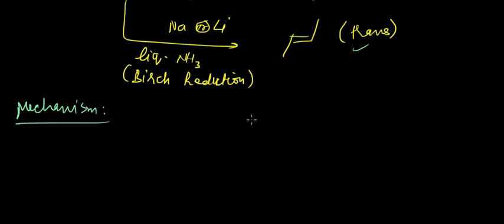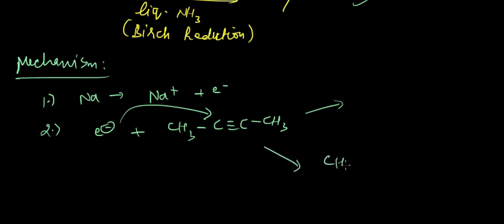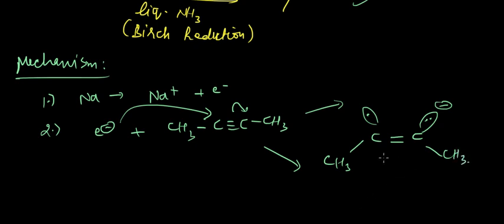We'll be discussing the mechanism again if you find it hard to remember. So the mechanism is as follows. In the first step, sodium will dissociate into Na plus and an electron. In the second step, this electron will attack the alkyne. While it is attacking, two products can be formed. One will have CH3 and one electron here; one of the electrons will be transferred to this carbon atom, so we'll be getting C minus. Or two electrons here, and I'm also showing a negative charge here. One can be this product, and another can be this product.